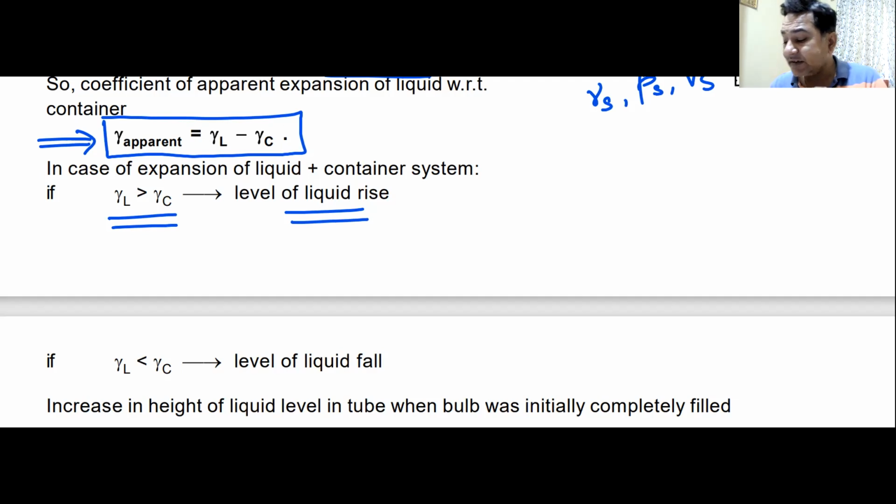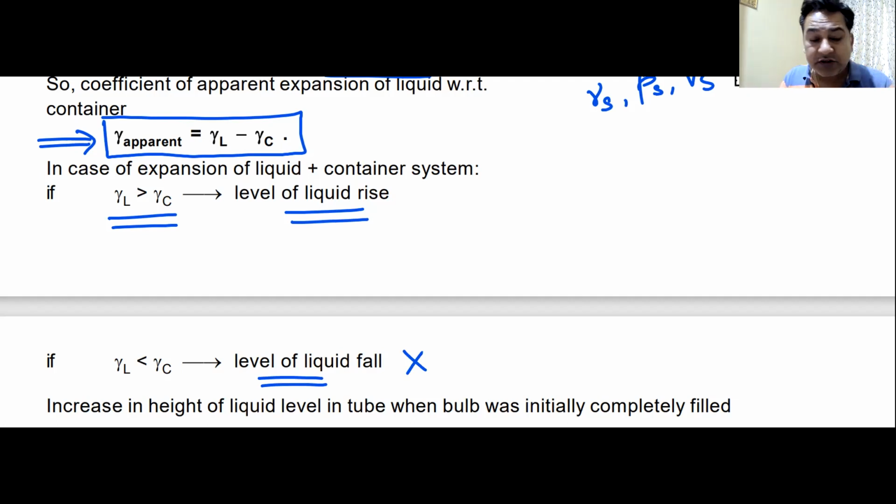If gamma L is greater than gamma C, the level of liquid will rise. You understand this? Yes, sir. The opposite will not happen at all. You cannot find a liquid whose expansion is less than the solid. But if you have a theoretical case, the level of liquid will fall. Yes or no? Yes, sir. Okay, so this is a simple explanation of what we are supposed to do.